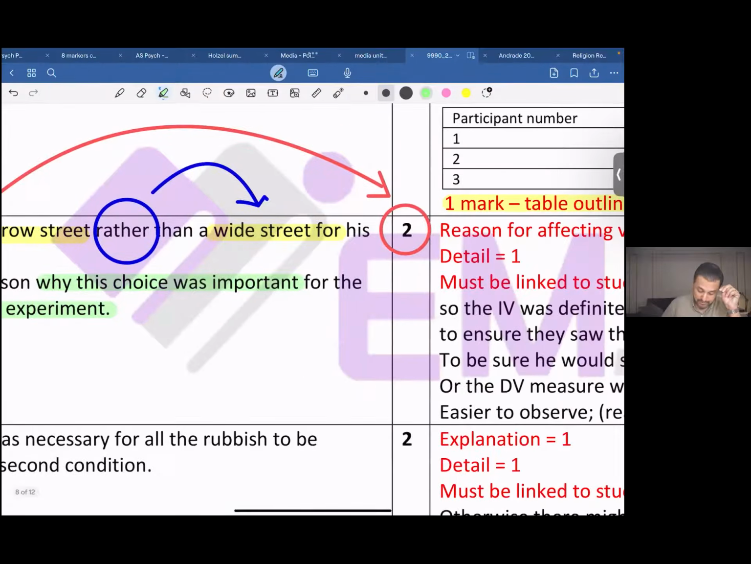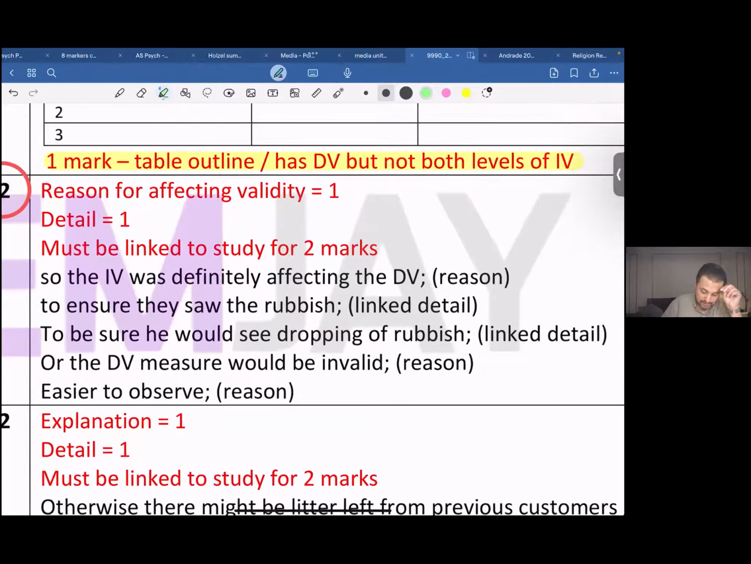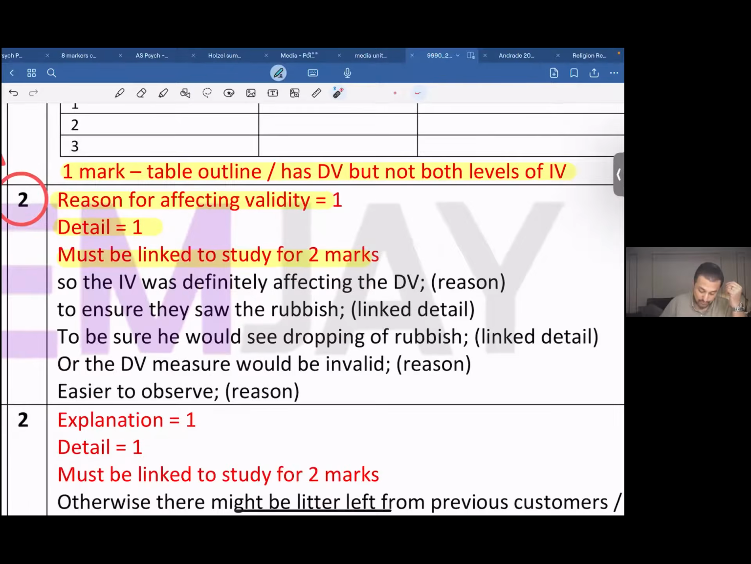Now, for a question like this, on reasons for affecting validity, you get 1 mark along with the detail. So it must be linked to the study to be able to score 2 marks. So you should write about Kavi. So the IV was definitely affecting the DV to ensure they saw the rubbish, to be sure that he would see dropping of rubbish, or the DV measure would be invalid, easier to observe. Now these are a couple of examples that you have over here.